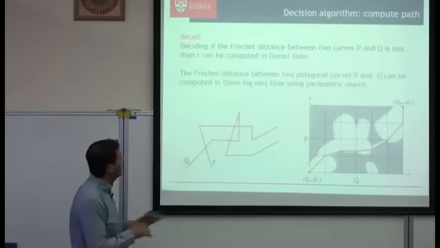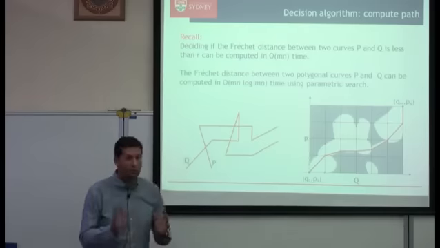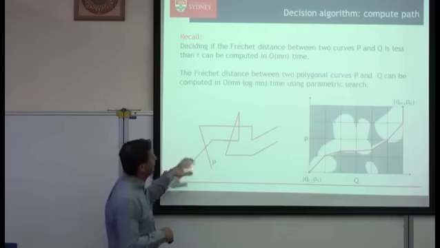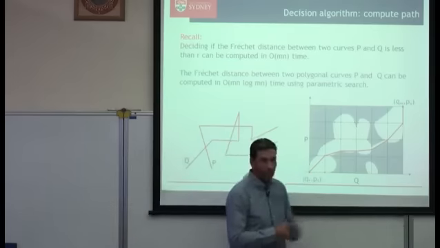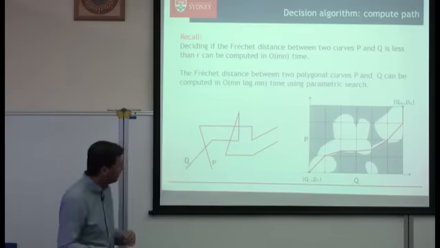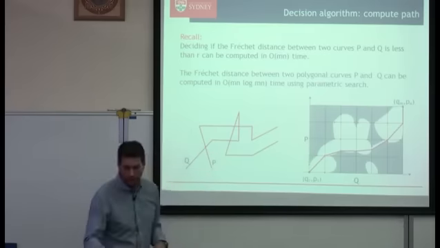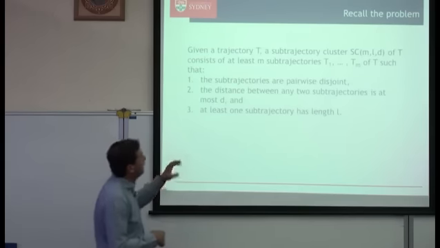Okay, so just remember the decision algorithm for just a Fréchet distance. Right, so we build a free space diagram, and then we want to find if there is an xy monotone path in the white space. Then the distance is at most r. Okay, so let's state the problem again.